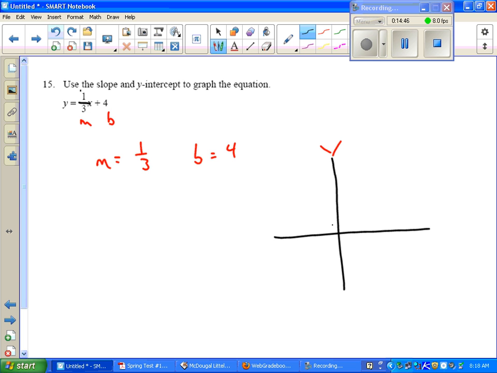So you want to start at 1, 2, 3, 4. Your slope tells you to go up or down, tells you to go up once and to the right 3 times. So up once and to the right 1, 2, 3 times for your second point.